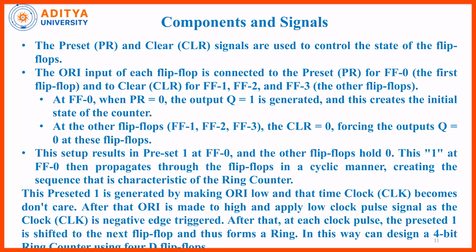Now components and signals. The preset and clear signals are clear here. That means these two signals we connect to ORI. Depending on FF0, the first stage, when PR is equal to 0, Q is forcefully 1, and when clear is equal to 0, FF1, FF2 and FF3 are forcefully given Q equal to 0. So the first stage is given 1, and the other 3 stages are given 0 with the help of this ORI signal. That is the only technique here.